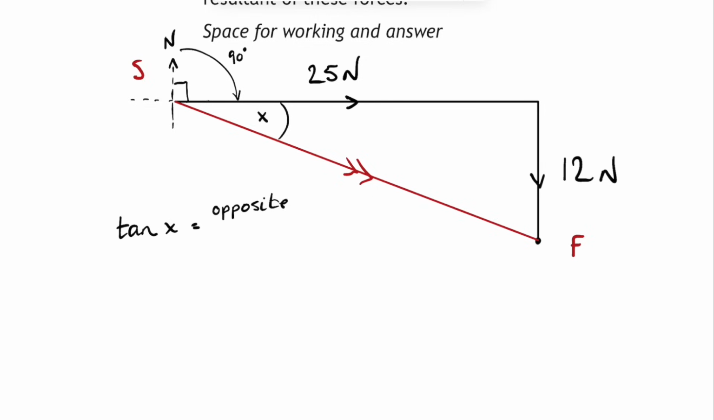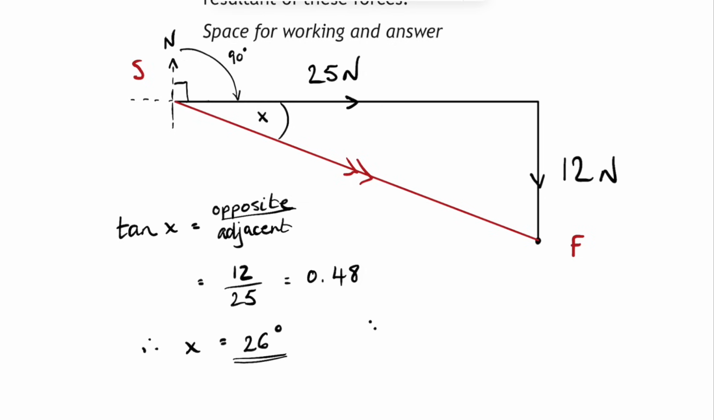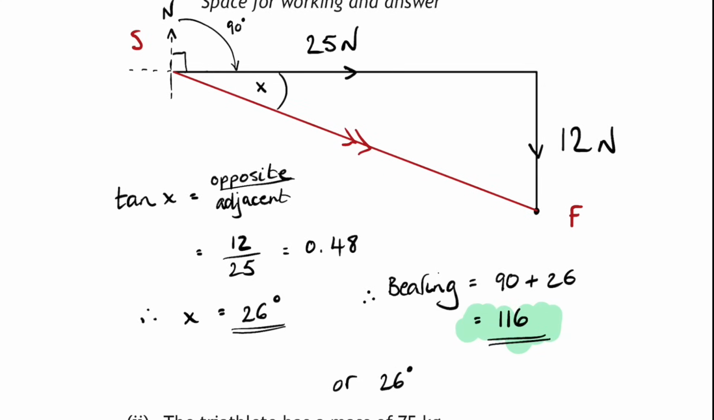Now we can work out tan X is the opposite over the adjacent side. Well, the opposite side to X is the 12 newton, the adjacent is the 25. And if you do that on your calculator, tan X is equal to 0.48. Therefore X, if you press shift tan on your calculator, gives you 26 degrees, again to two sig figs. And if we want that as a bearing from north, we're going to add the 90 degrees to it. And we get 116, no units for bearings, just a 3-figure number. You could also have said 26 degrees south of east, and you would still have got that right.